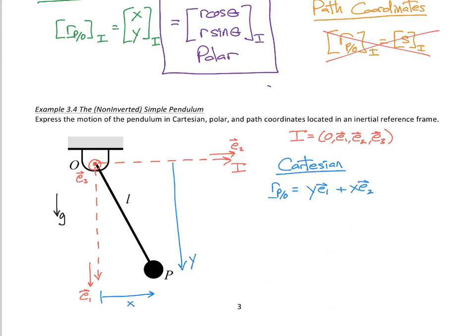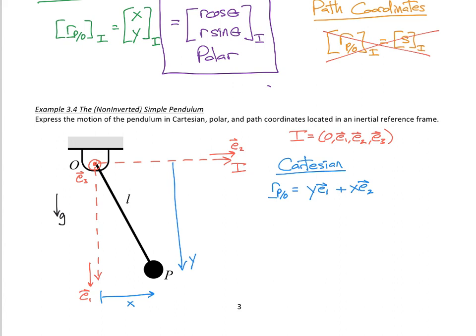What you should notice here is that we didn't automatically write down x in the E1 direction, y in the E2 direction. That's because we've defined our basis vectors here, E2 pointing to the right and E1 pointing down, and our coordinate y is going to correspond with E1, our coordinate x will correspond with positive E2.